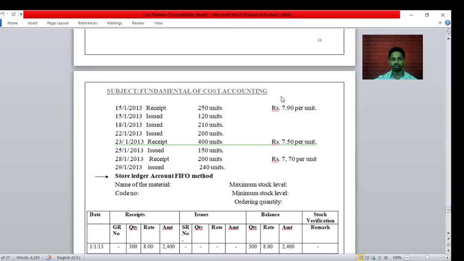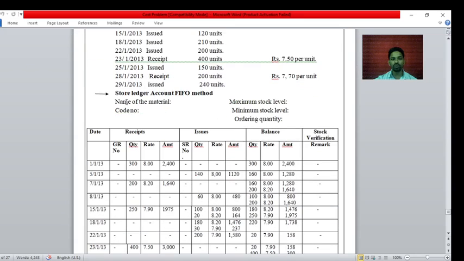8 per unit. Like this we have to draw store ledger accounts by the FIFO method. We have to write the name of the material, but the name is not given, the code is not given, the maximum stock level is not given, the minimum stock is not given, and the ordering quantity is not given. So now we will solve it directly. This is the format.